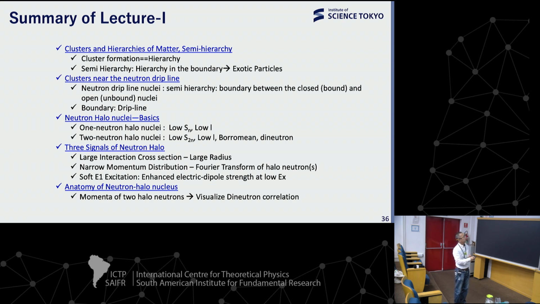And we have 3 signals of halos: large interaction cross-sections, narrow momentum distribution, and soft E1 excitation. And in the final part, I showed one very interesting experiment using PPN. So it's called quasi-free scattering of lithium-11 to visualize kind of dineutron correlation. Okay, with that, I'd like to finish my talk, and then I'd like to accept your questions.